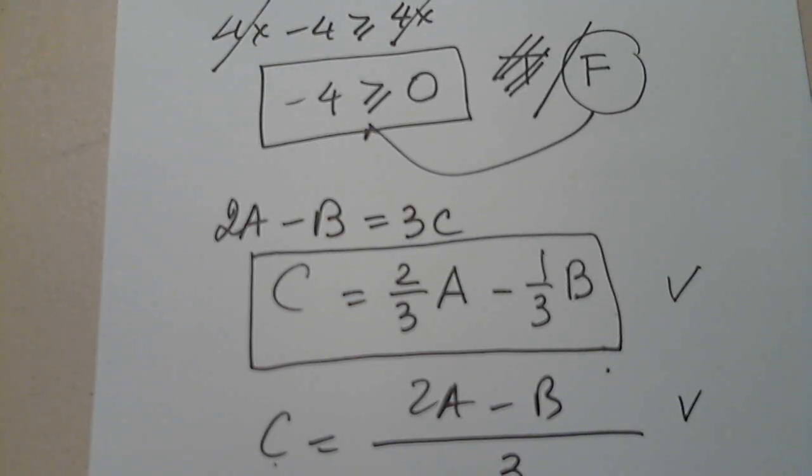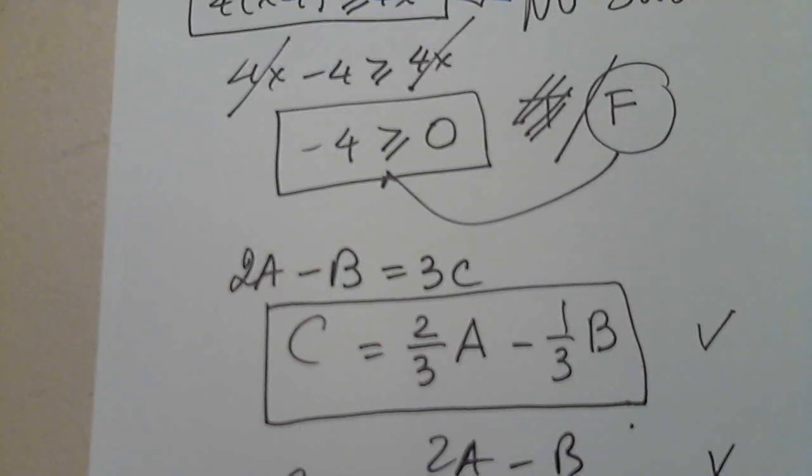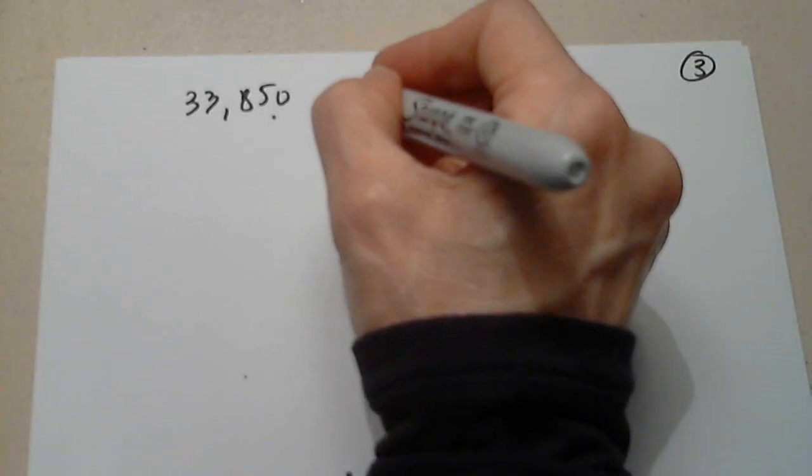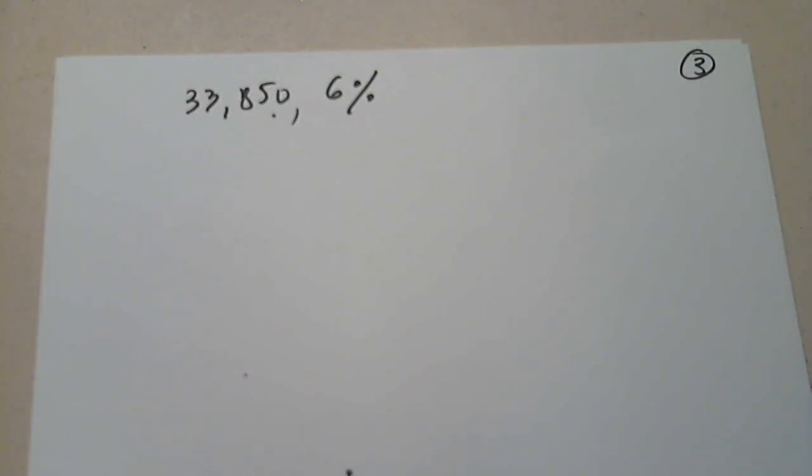Including 6% sales tax, a car was sold for $33,850. What was the price of the car before the tax? Write an equation, then solve it. So, 33,850, and the sales tax is 6. And this is problem 4. How do I write the equation? What equation do I write, etc., etc.?